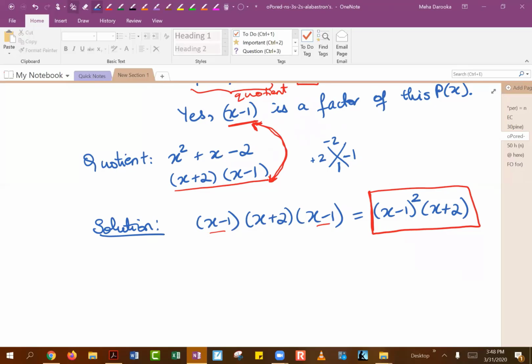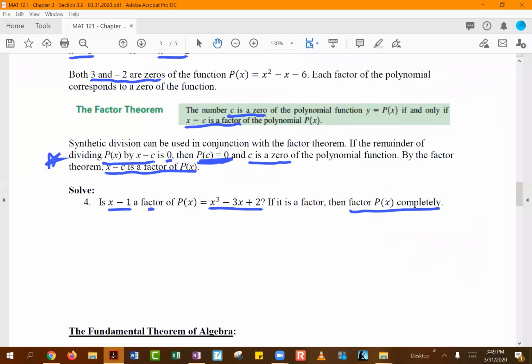Okay, so now guys, the idea is if you take each one of these factors, set it equal to 0, you will find the zeros of your polynomial, or basically the x-intercepts for your polynomial function. Okay?